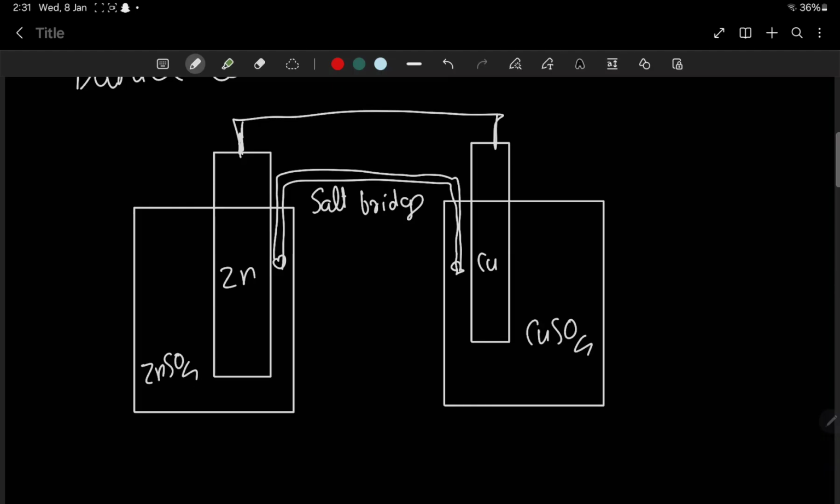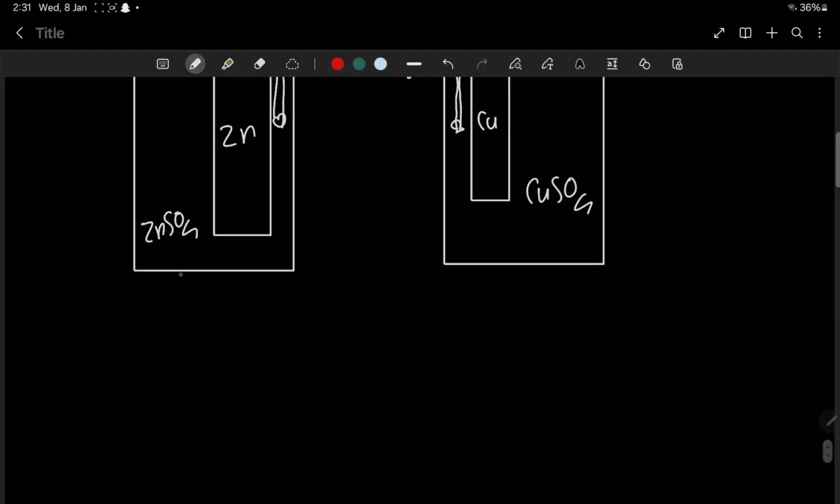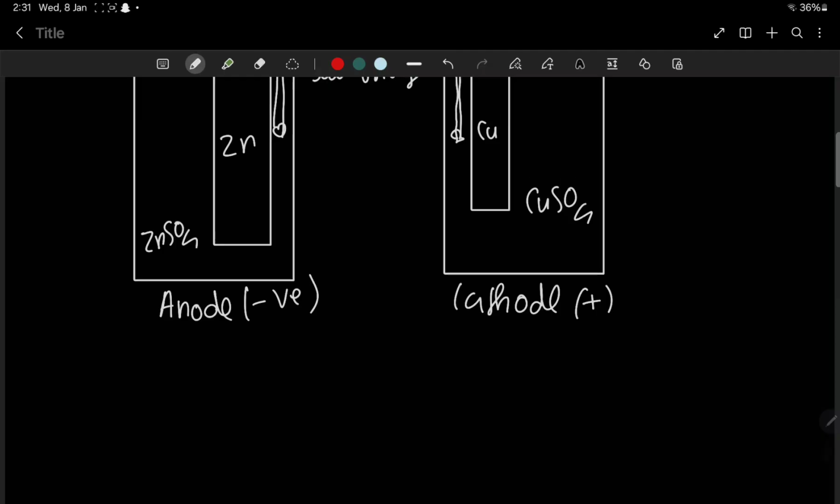Here what happens, what's the reaction? This is called the anode and this is called the cathode. And the cathode has what charge? Positive charge. And the anode has a negative charge.